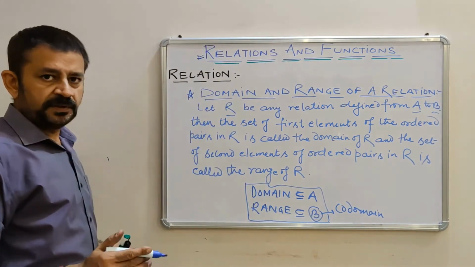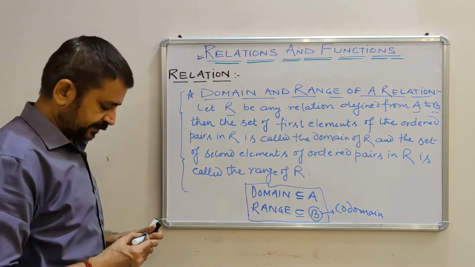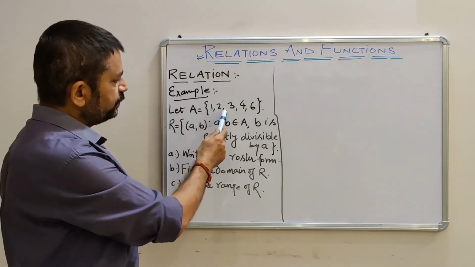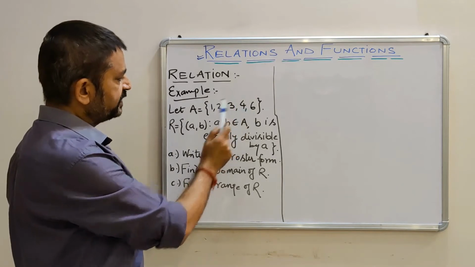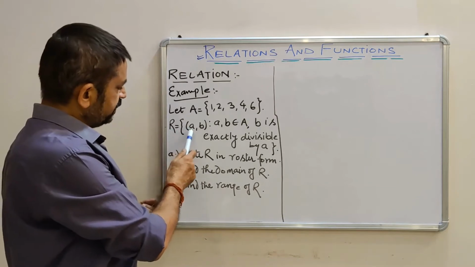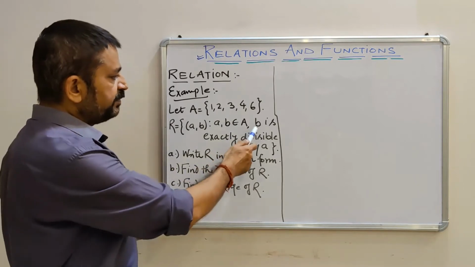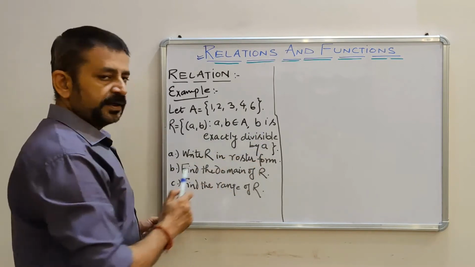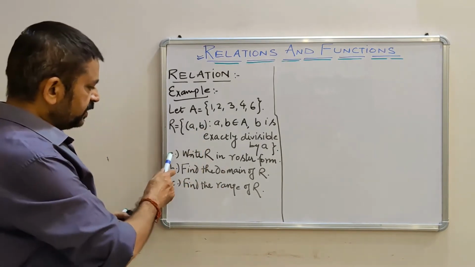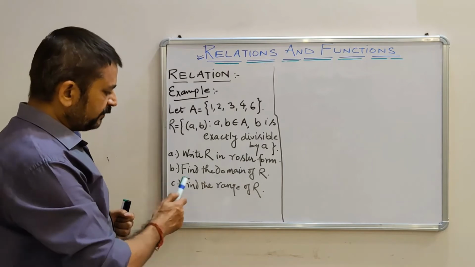Now I'll solve one example to show how to find domain and range of a relation R. Look at this example. One set A is given with elements 1, 2, 3, 4, 6, and R, one relation, is defined on this set A. It consists of ordered pairs (a, b) such that a belongs to A and b is exactly divisible by a. b means the second element is exactly divisible by the first element. So what is asked to find? Write R in roster form. Find the domain of R and find the range of R.